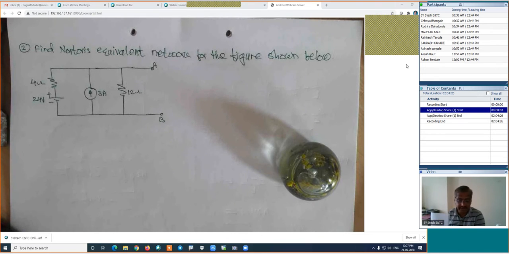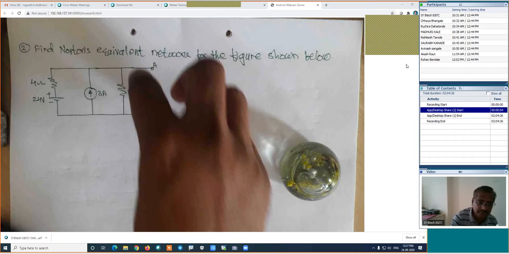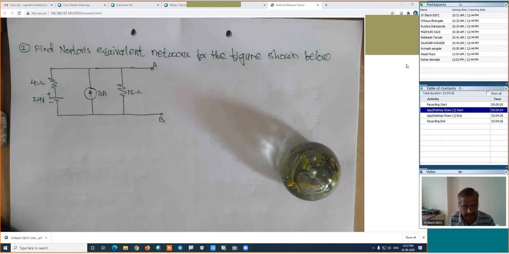Find out Norton's equivalent network for the figure shown below. Given is one figure, and for that figure we are interested in the calculation of the Norton's equivalent network. The procedure will be the same. Remove the load resistance and short the output terminal. In this case, the load resistance is already removed. Just we have to short these output terminals here and start the calculation.